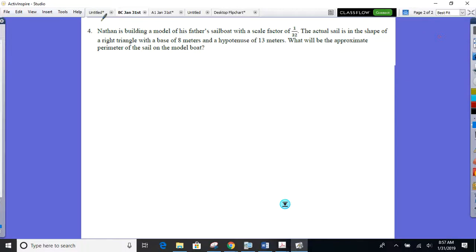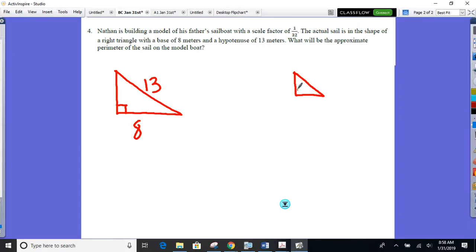So he's building a model of his father's sailboat with a scale factor of 1 to 32. The actual sail is in the shape of a right triangle with a base of 8 and a hypotenuse of 13. What will be the approximate perimeter of the model boat?